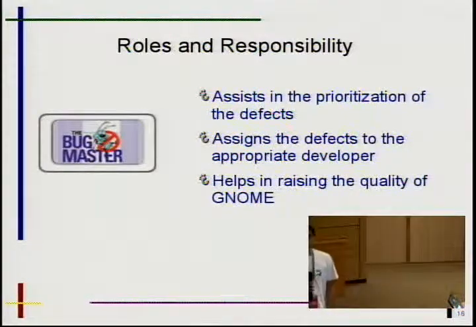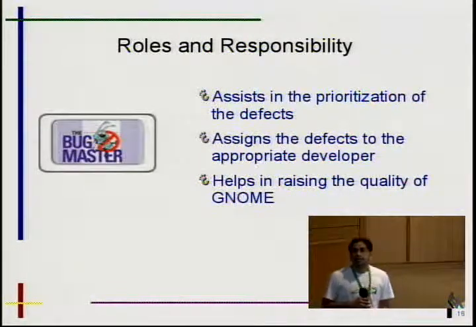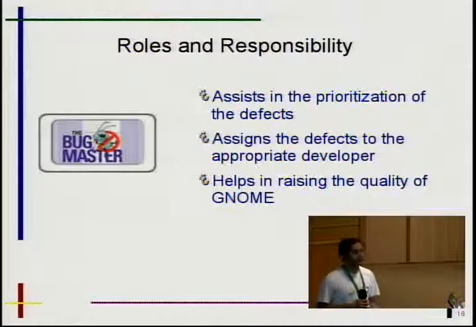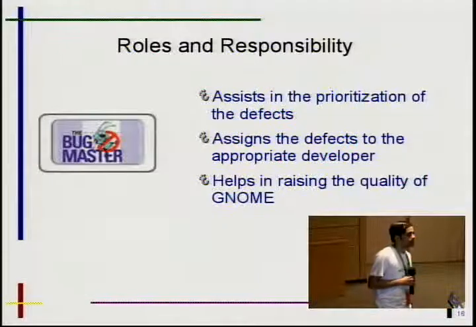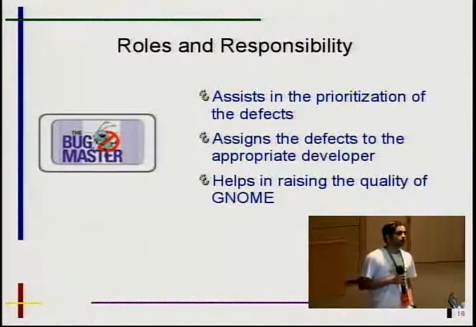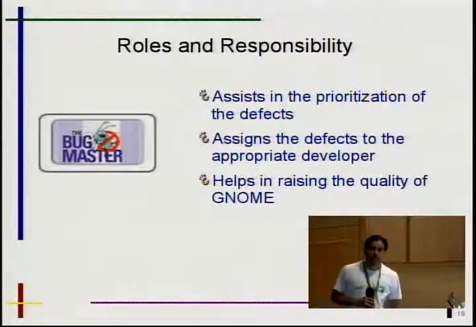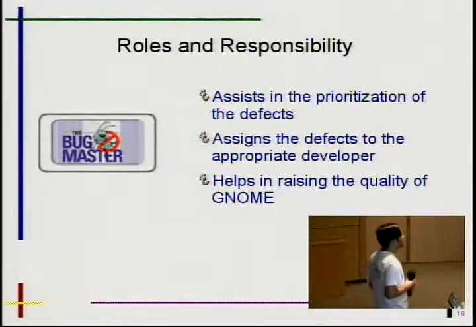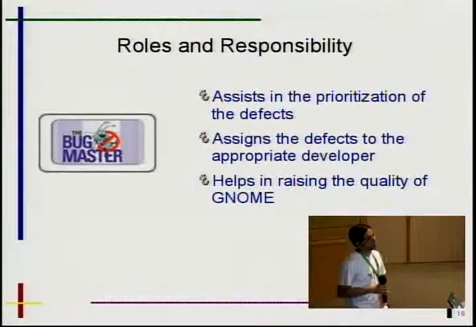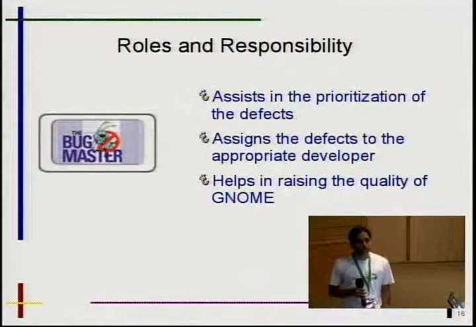What will be the roles and responsibilities of a bug triager? First, assist in the prioritization of defects. It's the same as identifying the right bugs and putting proper severity and proper priority, so that any developer or release team, when they are looking for the right set of bugs, should be able to find them easily. If you know that a developer is actively working on bugs, it's good to assign the critical bugs to him so that he gets noticed and gets some time to fix all these bugs.